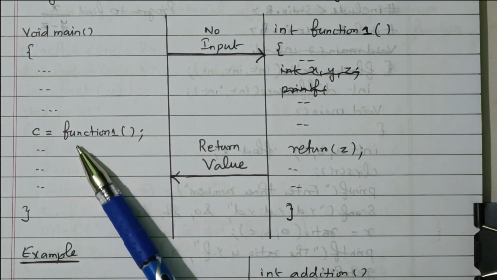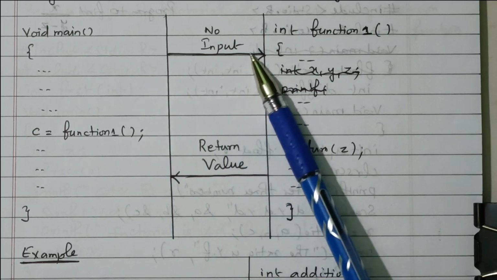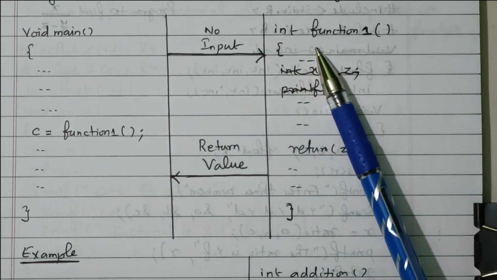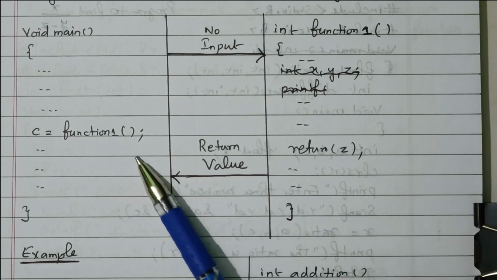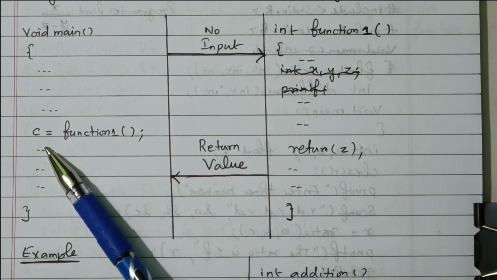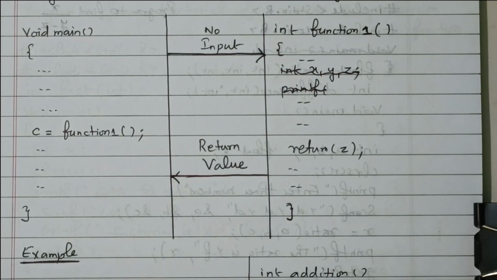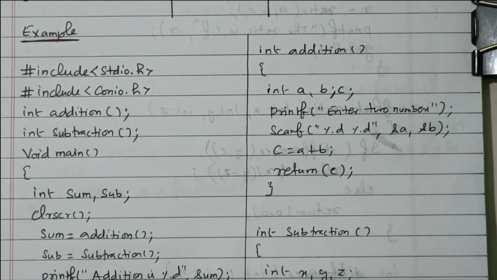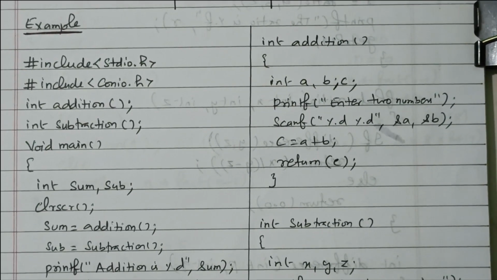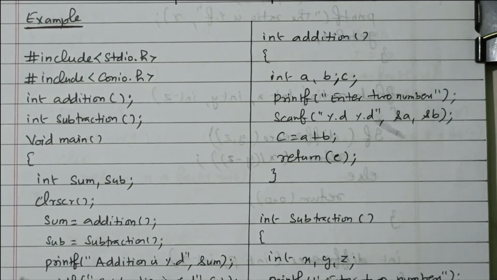So we are calling the function without an argument. Then the control will transfer to the function definition. It will perform a particular task and return one value. That value will be stored in the variable C. Now we'll see one example program so that we are able to understand clearly. We'll see the program for addition and subtraction of two numbers.